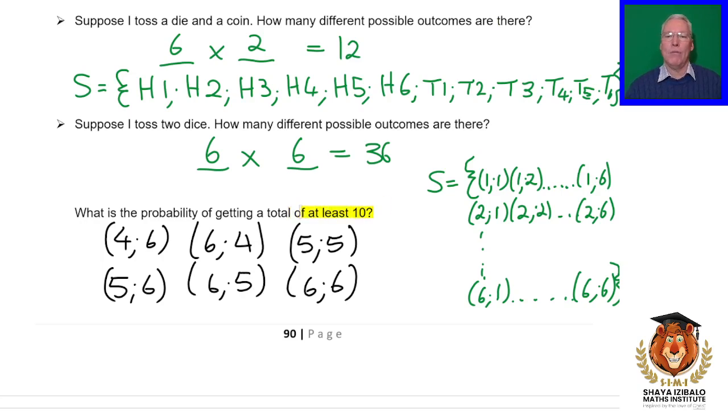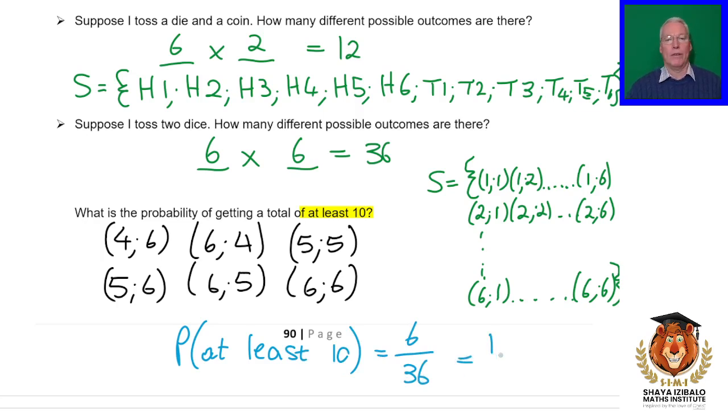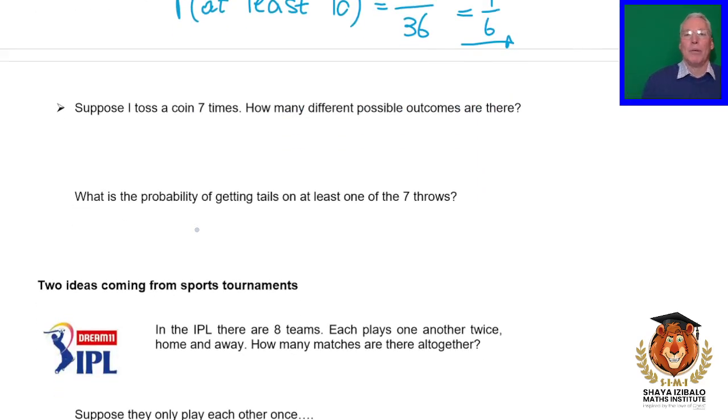Okay, 10 or more. So the probability of getting at least 10 will be 6 out of the total of 36. It actually works out to 1/6. Now suppose I toss a coin 7 times. I want you to just pause the video and try that question.